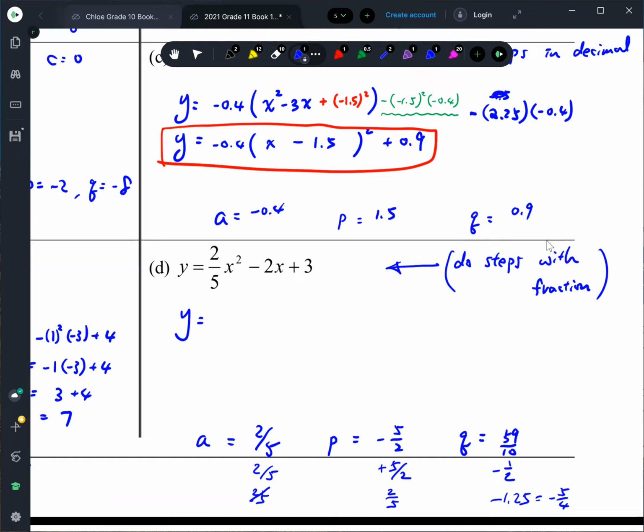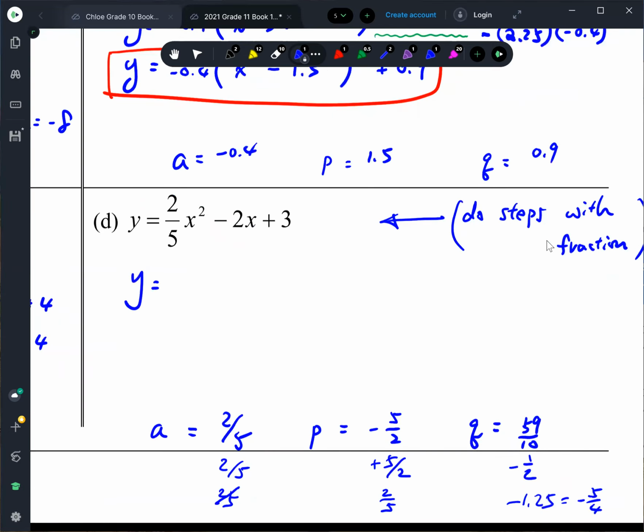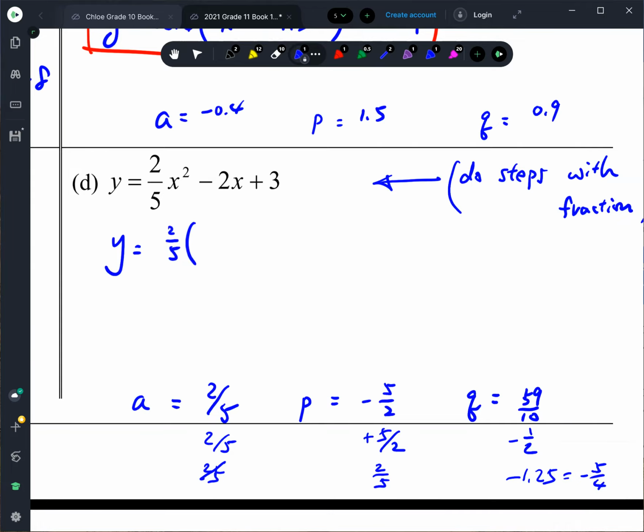How do you start this question? Carry us through. Mackenzie, step 1, what do we do? Factor out the fraction. Yeah. So what do I write? 2/5, and then x squared. Yeah. And then?